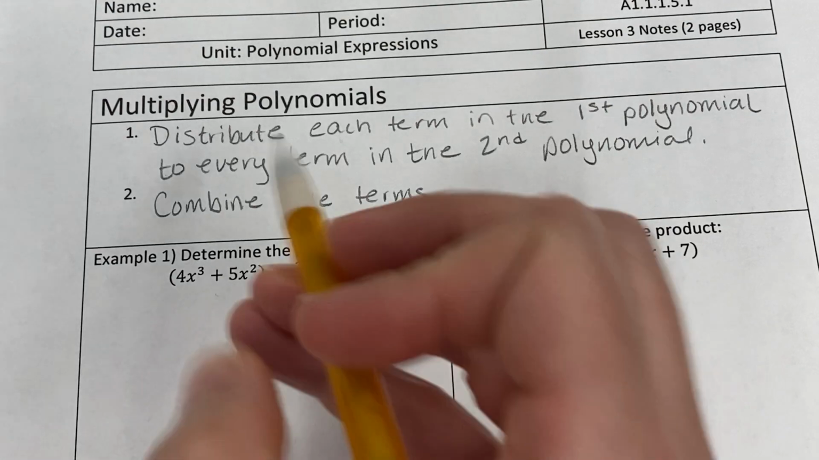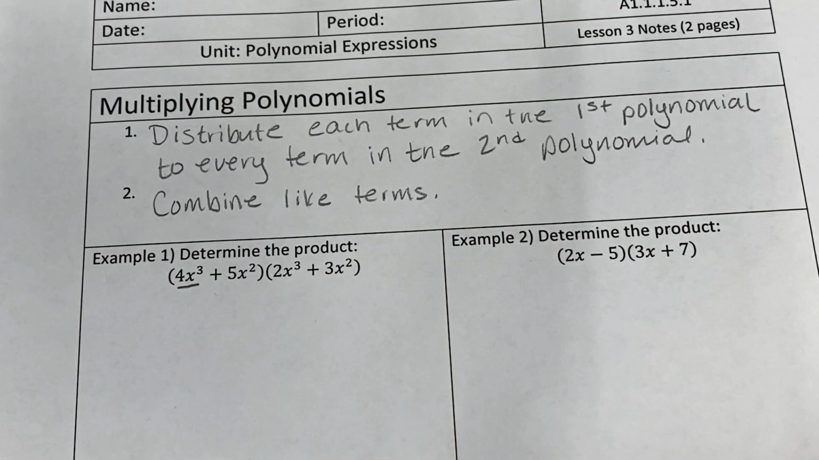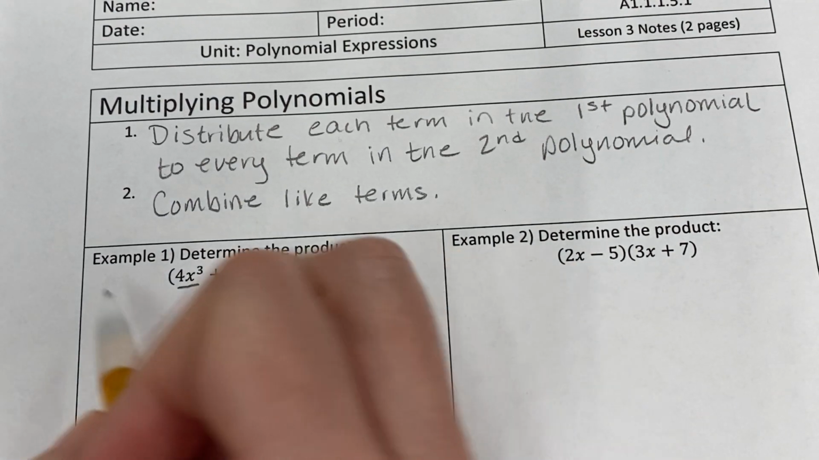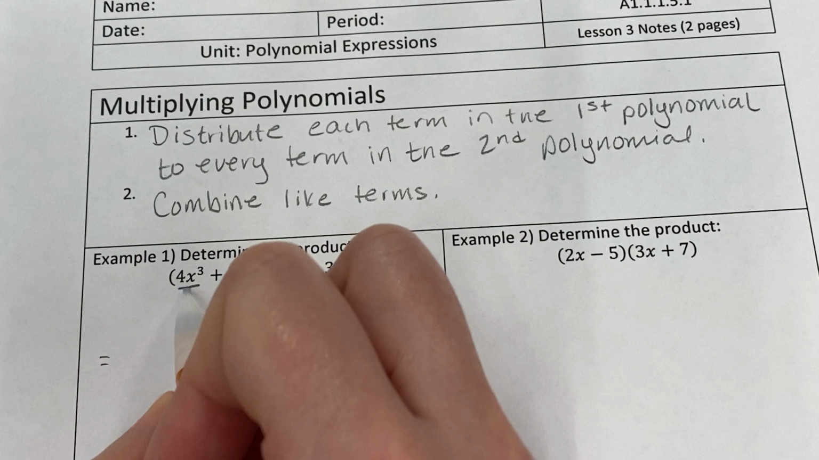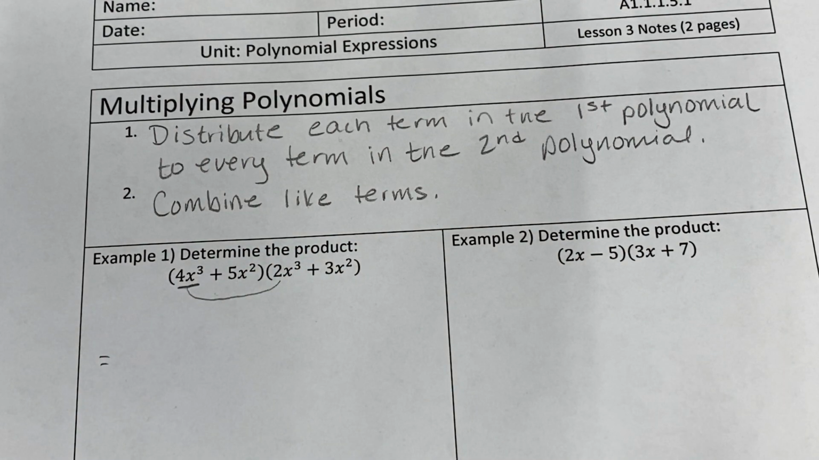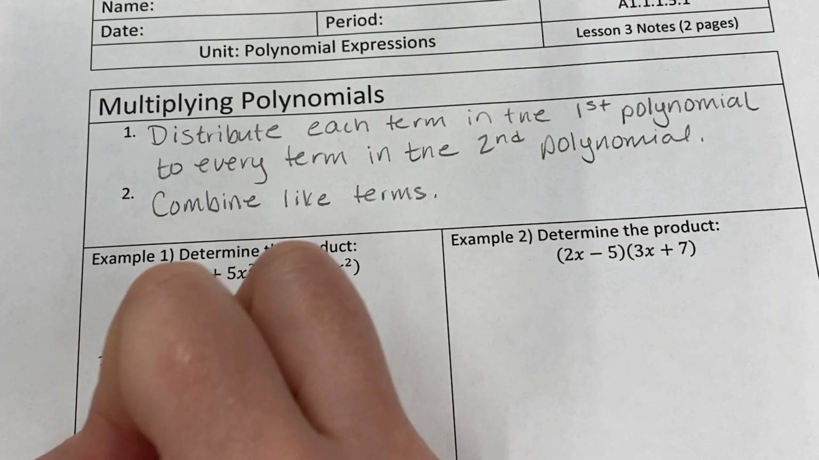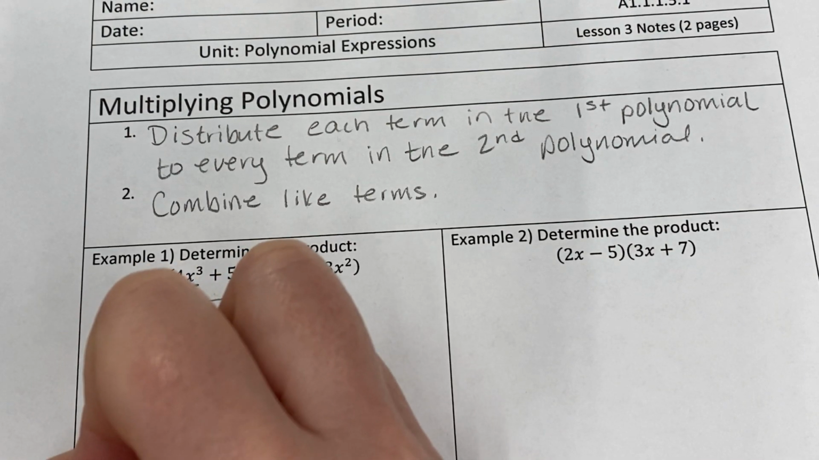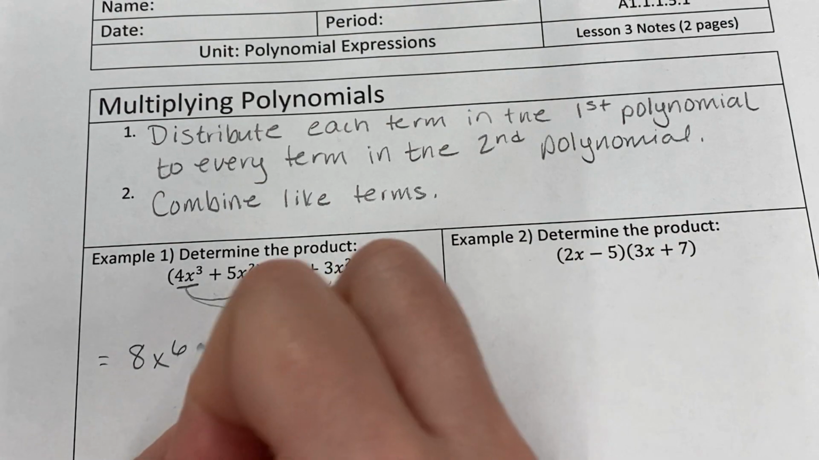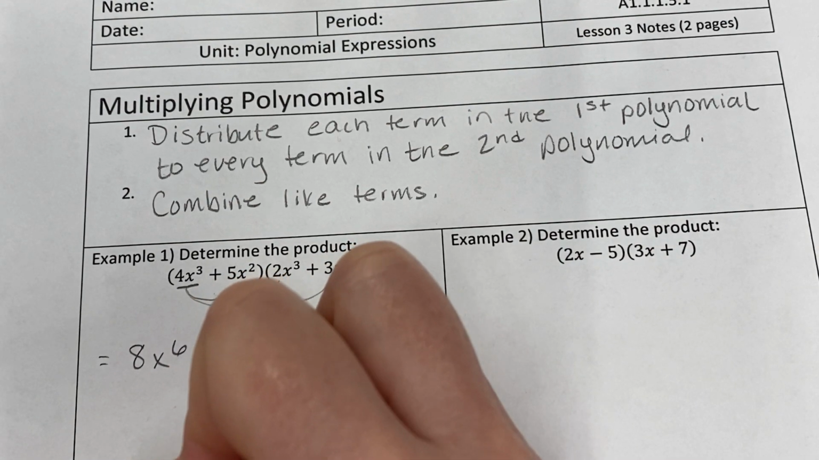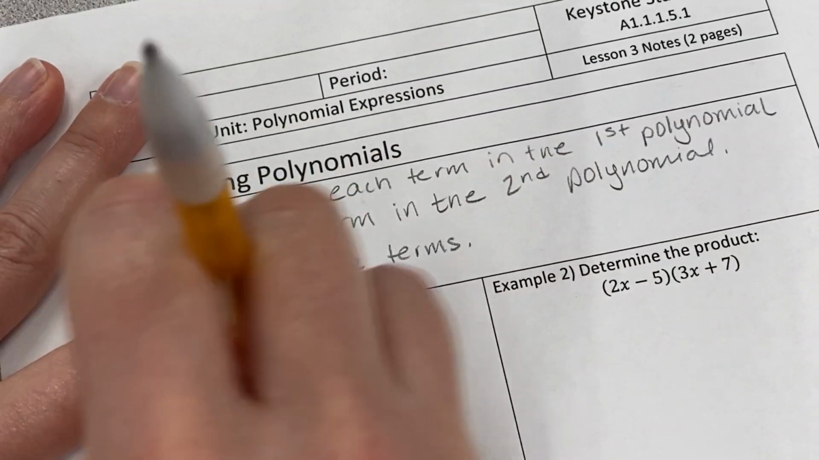So step 1, we're going to first distribute this 4x to the third, and then we'll distribute the 5x squared. So I'm going to write lightly here so I can erase it. So when I distribute this, I'm going to take it times that first term. So 4x to the third times 2x to the third is 8x to the sixth. And then I multiply it by that one. So that will give us 12x to the fifth. Okay, so I distributed that first term.